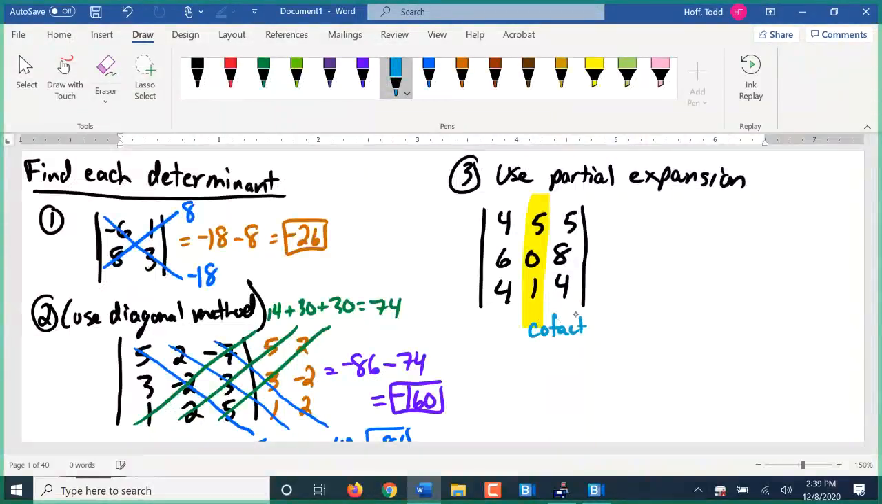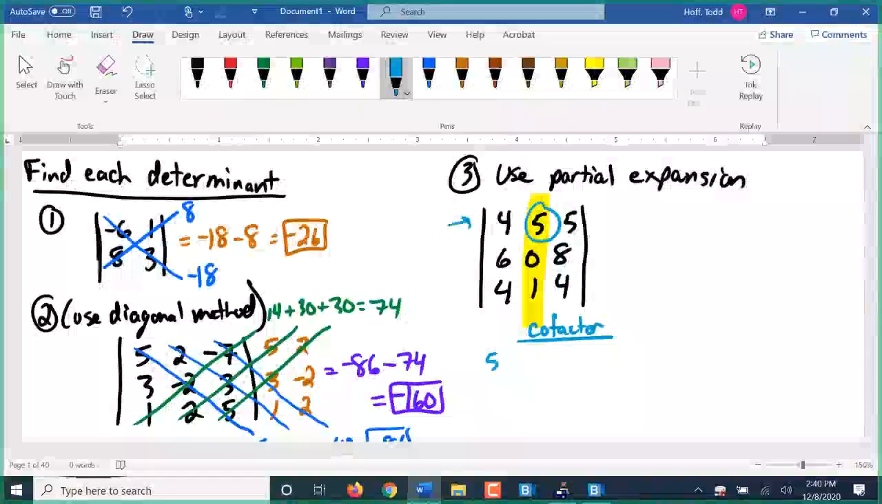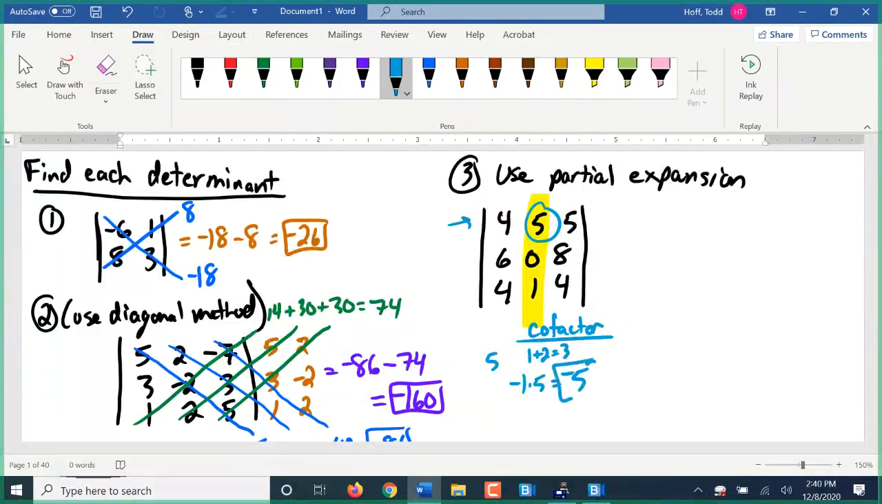So first we're going to find the cofactor. The entry here is 5. It's in row 1, column 2, which adds up to 3. So that's an odd entry. So it's -1 times 5 gives us a cofactor of a -5.